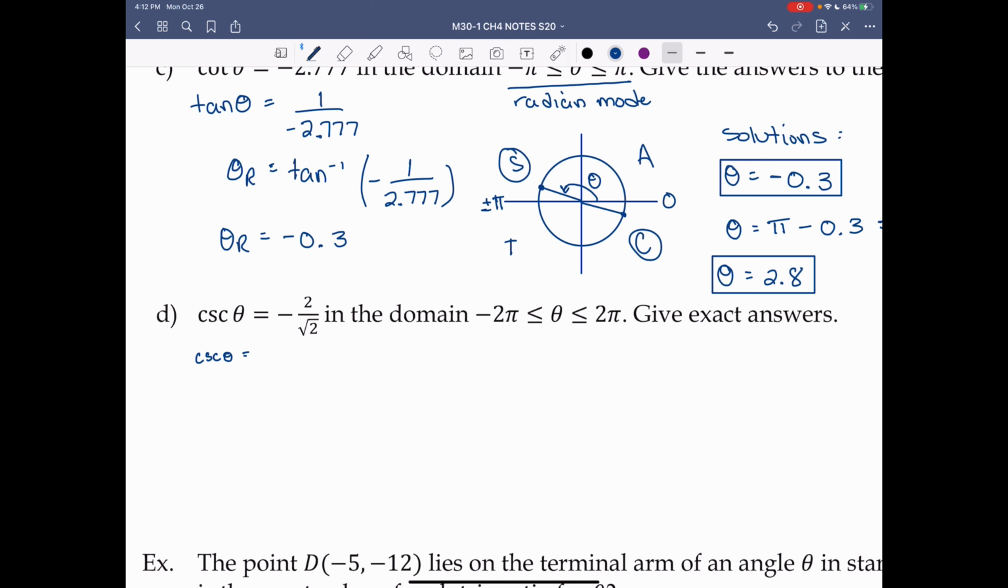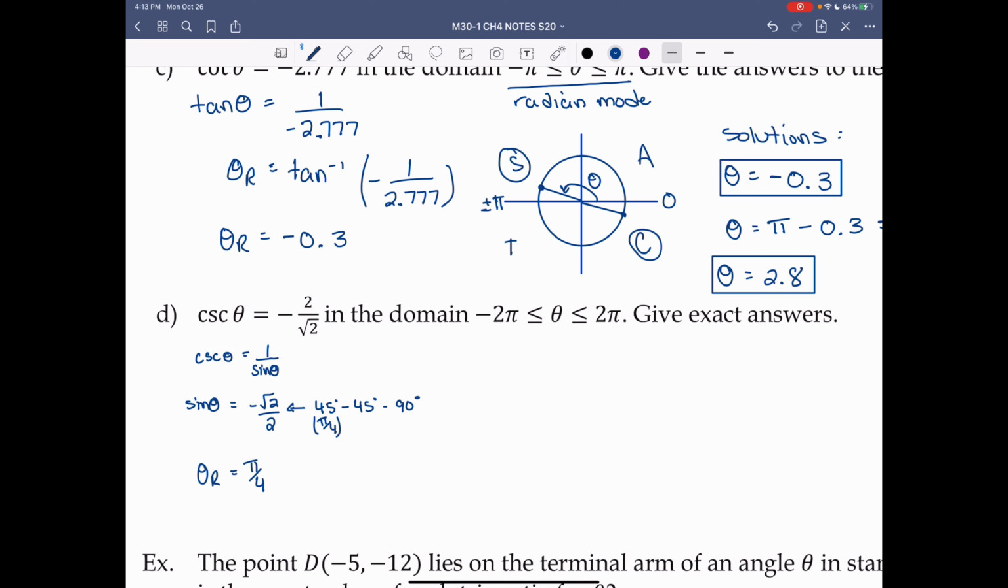Cosecant theta is 1 over sine theta. So that tells us that sine theta equals the reciprocal of negative 2 over root 2, which is negative root 2 over 2. Which special triangle is this from? It's the 45, 45, 90 triangle, or the pi over 4, pi over 4, pi over 2 triangle. Then that tells us that our reference angle, theta r, equals pi over 4.